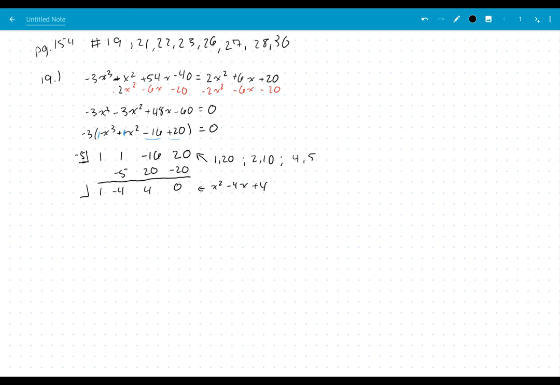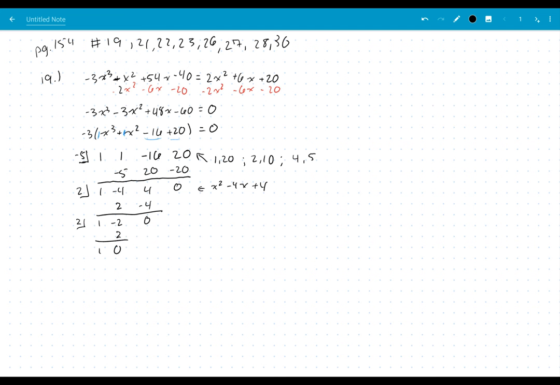What if we try 2? Because 2 times 2 is 4. So we have 1, 2, negative 2, negative 4, 0. And this tells us what our last one is. It's just 2 again. So we get 1, 2, 0.